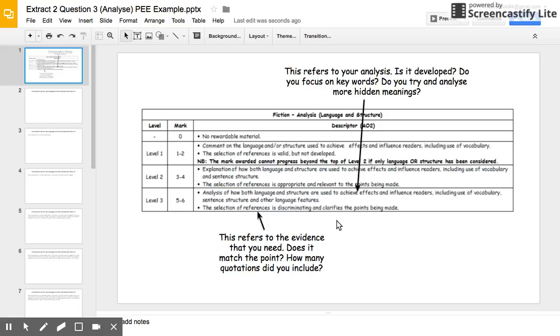We have 2 bullet points. The second bullet point, if we start with that, refers to the evidence that you select, the quotations. Are they the best ones? Are they just about obvious meanings, or have you got some that you can talk about hidden meanings? The first bullet point is to do with the quality of your explanation, okay? Is it developed? Do you use connectives to extend it? Do you use additional sentences? Do you reference keywords? Do you try and analyze hidden meanings? So this is what we're trying to do in terms of the content. But again, this video is about both content and structure.